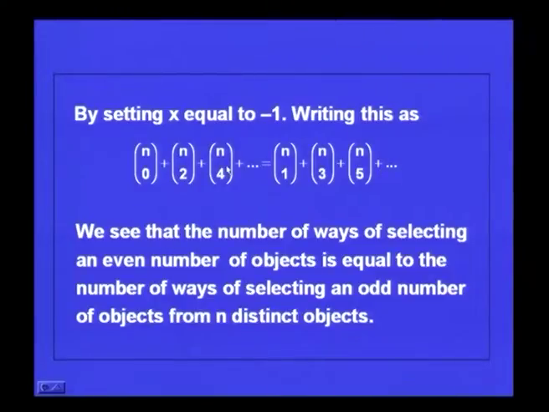So, the left hand side represents the number of ways of selecting an even number of objects from n objects. The right hand side represents the number of ways of selecting an odd number of objects from n objects. We see that the number of ways of selecting an even number of objects is equal to the number of ways of selecting an odd number of objects from n distinct objects. Left hand side is equal to the right hand side. So, the number of ways of selecting an even number of objects from n objects is equal to the number of ways of selecting an odd number of objects from n objects. This also you are able to get from the generating function idea.